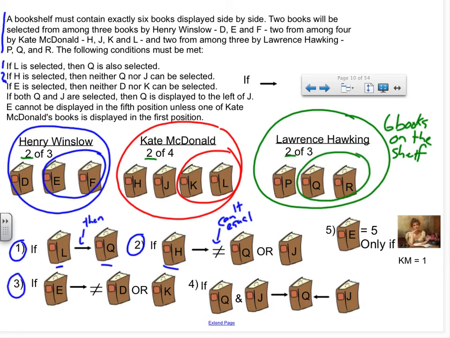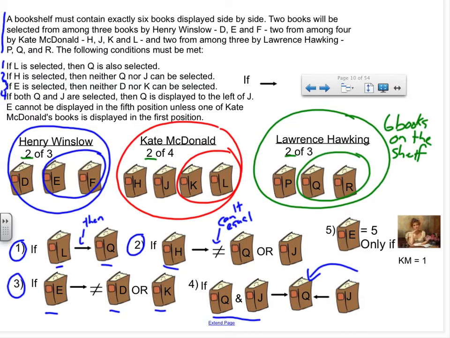Condition 3 is very similar to condition 2, but in this case we have if E appears on the bookshelf, then D or K cannot appear on the bookshelf. Condition 4, if Q and J appear on the bookshelf, then Q has to appear to the left of J.